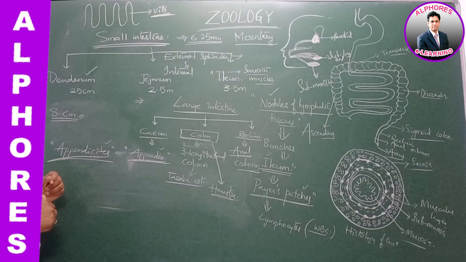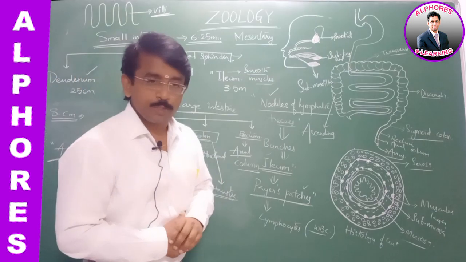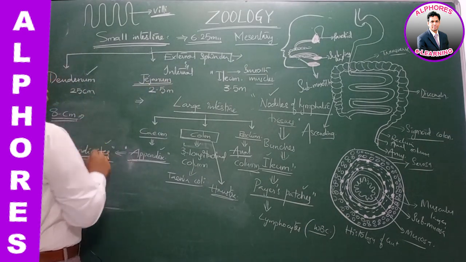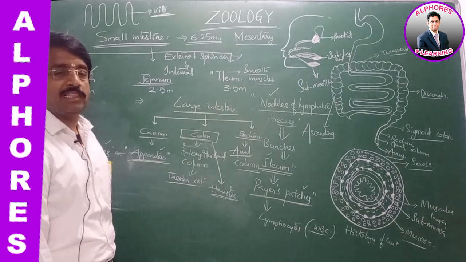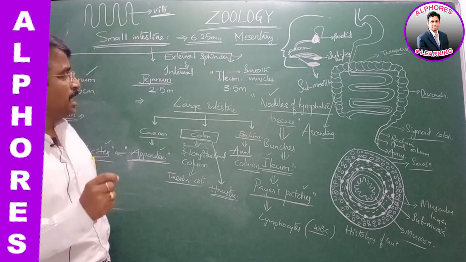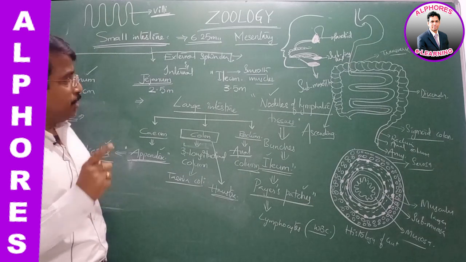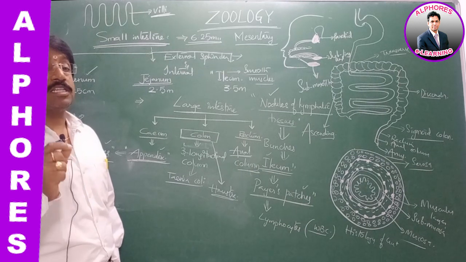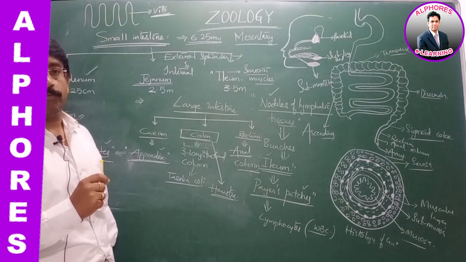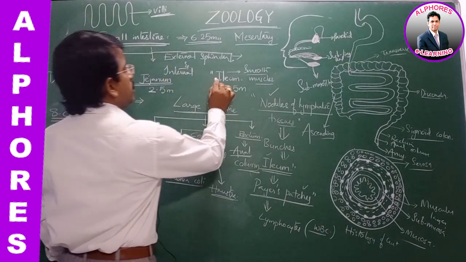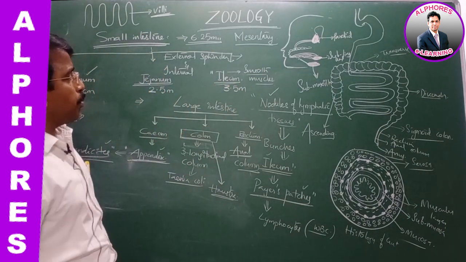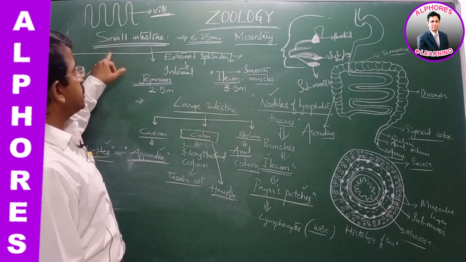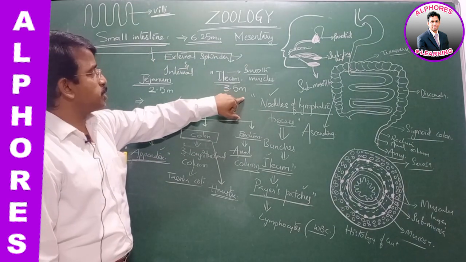Duodenum is where iron absorption also takes place. Next, jejunum. Jejunum is 2.5 meters in length, and it is thicker than the ileum. Jejunum is redder, thick and vascular in nature. Next, the ileum is 3.5 meters in length, and is the longest part of the small intestine.